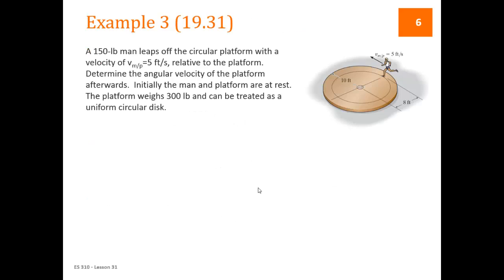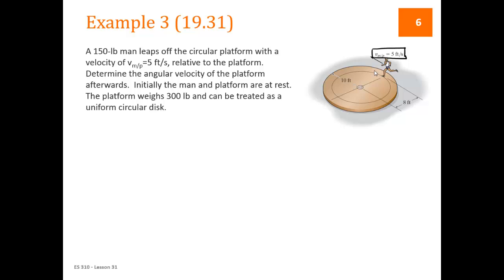So let's take a look at an example of conservation of momentum. We're looking at a rotating system where one part of that rotating system leaves it with a linear velocity. This is a similar type of problem. You also often see something coming in with a linear velocity. The key is that the velocity of the piece that is leaving, in this case the man, is given as a relative velocity to the rotating system. And so that's what's new in this example, this relative velocity.